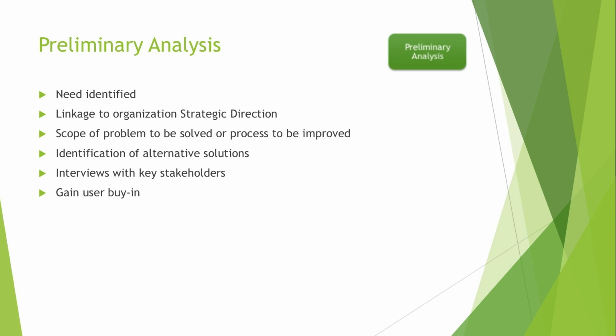you're going to try to improve by doing this software development or technology solution. You identify what your alternative solutions are. Again, this is something you've seen with the business case. And frequently you do interviews with key stakeholders to get some high-level input as to what their needs and requirements are. These will get refined as you move through requirements development, but getting some input from the key stakeholders at the outset will help you to ensure that you're on the right track.